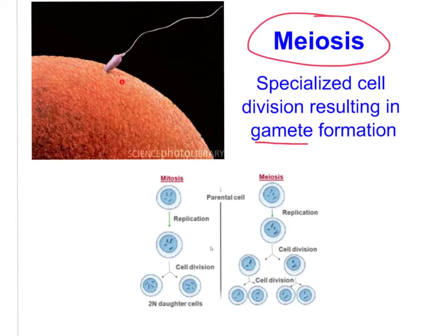And how do we form gametes? They're very, very different than all the other cells in your body. They have half the number of chromosomes as all the other cells in your body. And that's so that when they combine during fertilization, you don't have way too many chromosomes. That is a process called meiosis, and we're going to look at that right now.